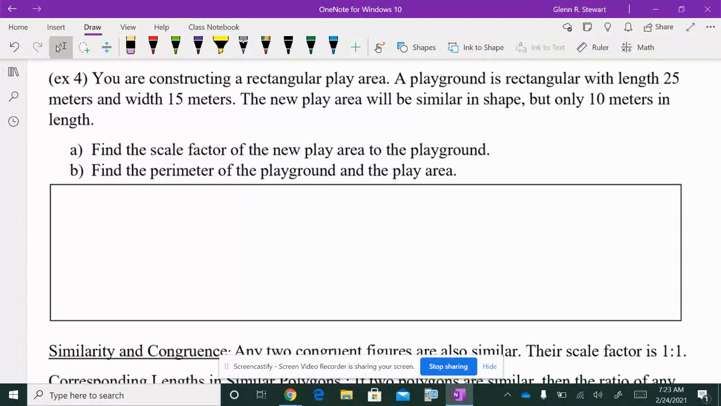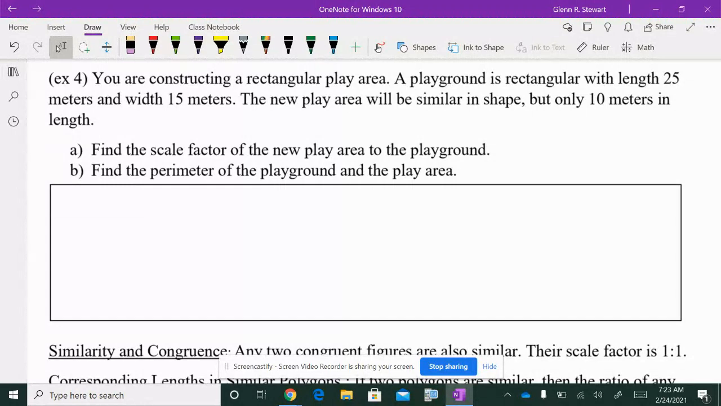Example 4 here: you're constructing a rectangular play area. The playground is rectangular with a length of 25 meters and a width of 15 meters. The new play area will be similar in shape, but only 10 meters in length. First off, we want to find the scale factor of the new play area to the playground. Then we want to find the perimeter of the playground and the play area.